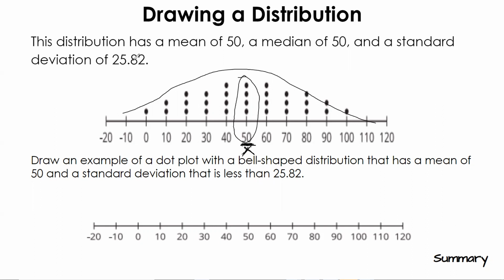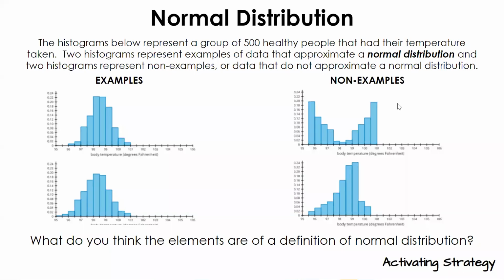The standard deviation is going to be 25.82. You could also see this as mu for mean. Okay, so normal distribution, that's that bell-shaped curve. It's symmetrical. Looking at this, the histograms below represent a group of 500 healthy people that had their temperature taken.